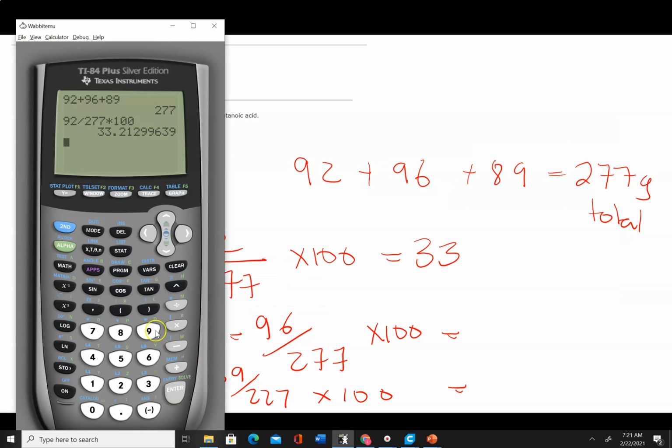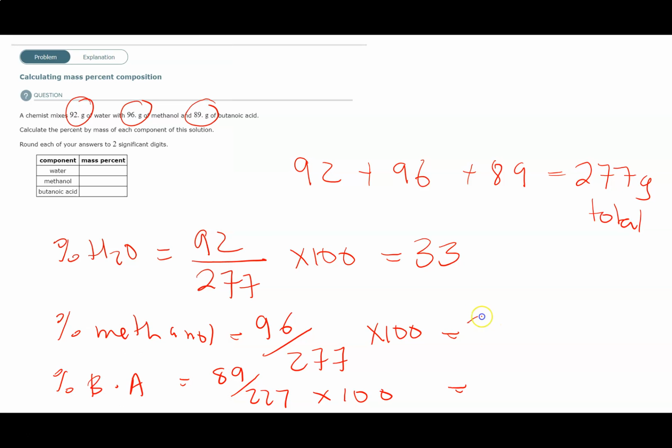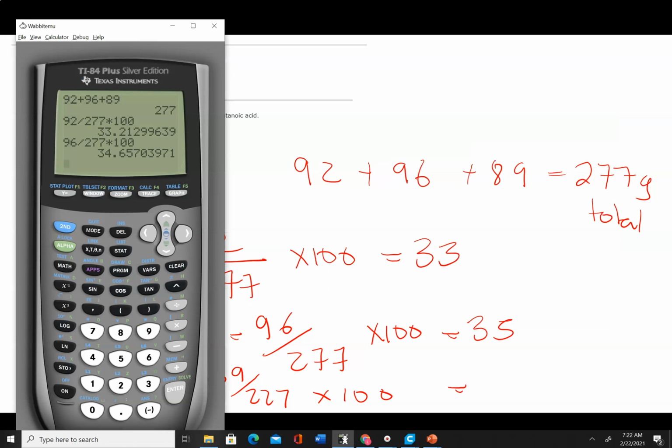because I've got more of the methanol. So the methanol is going to be 96 on 277. Don't forget to do your times 100, really common to forget that. And then that's going to be 35 to two significant figures. And then finally, got my butanoic acid, which was 89 on 277 times 100. There we go. And then to two sig figs, that's going to be 32.